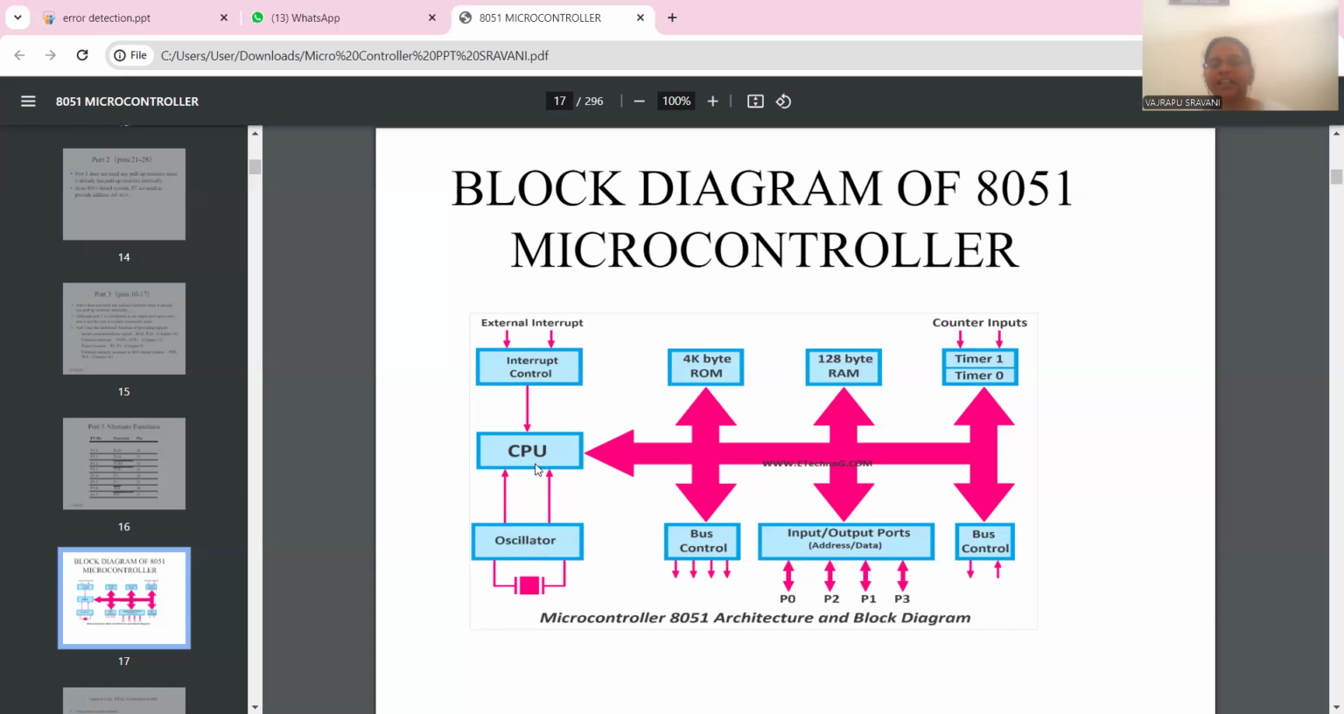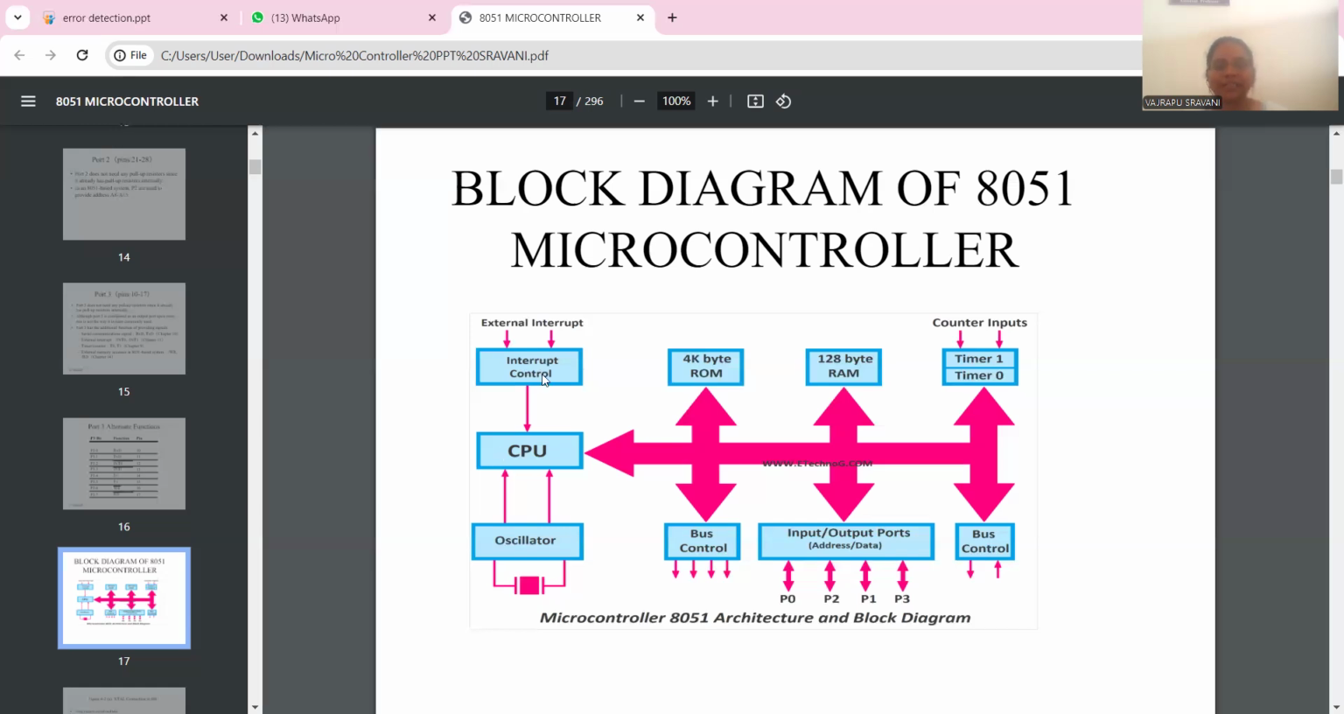CPU is nothing but the central processing unit. The central processing unit consists of the arithmetic logic unit, the control unit, as well as the registers. The ALU performs arithmetic as well as logical operations. Arithmetic operations like addition, subtraction, multiplication, division, and logical operations like AND, OR, NOT, XOR, XNOR, all will be performed by using the ALU.